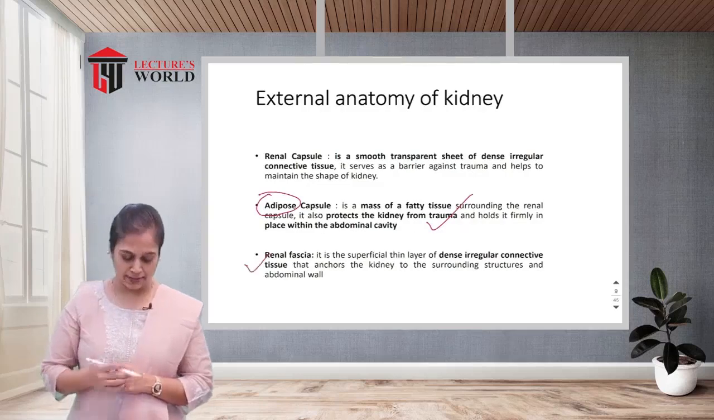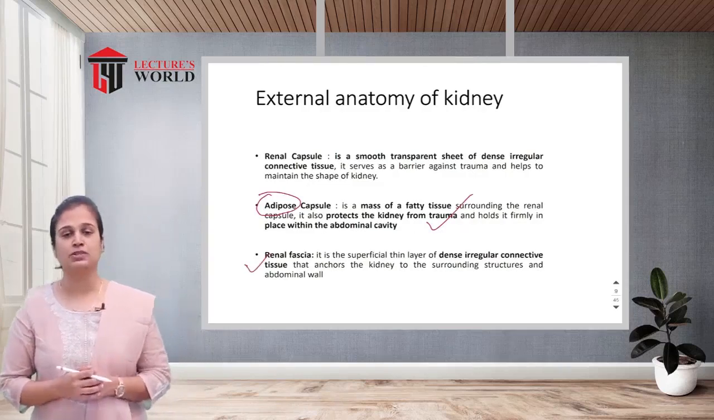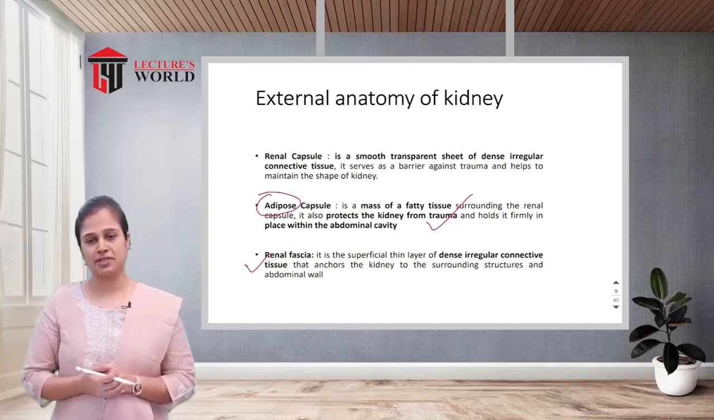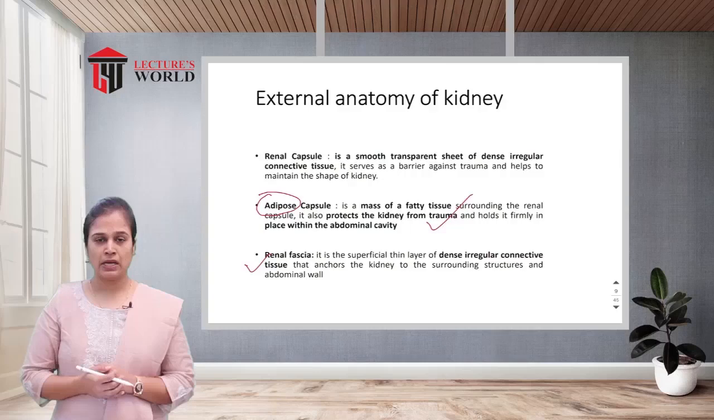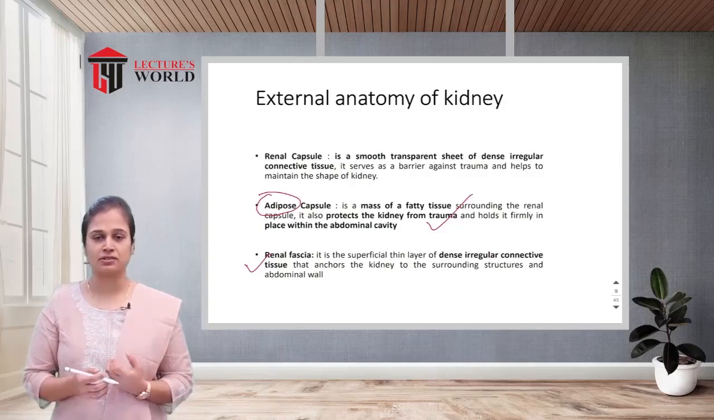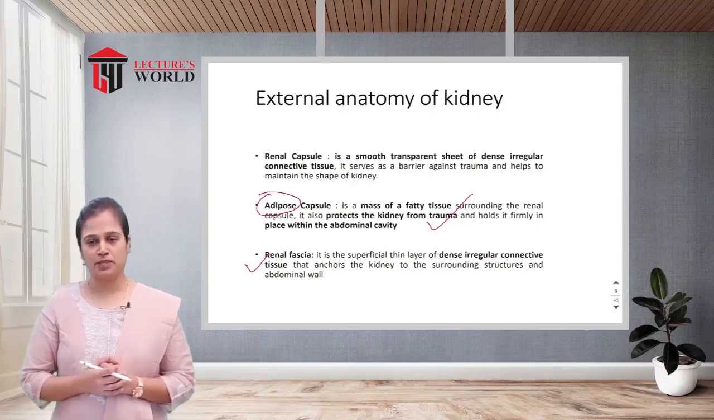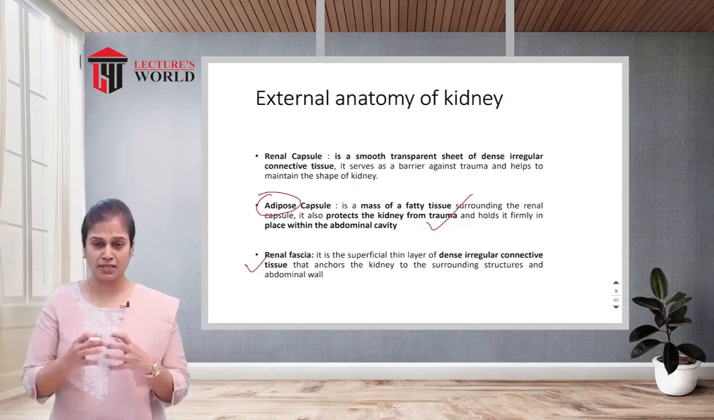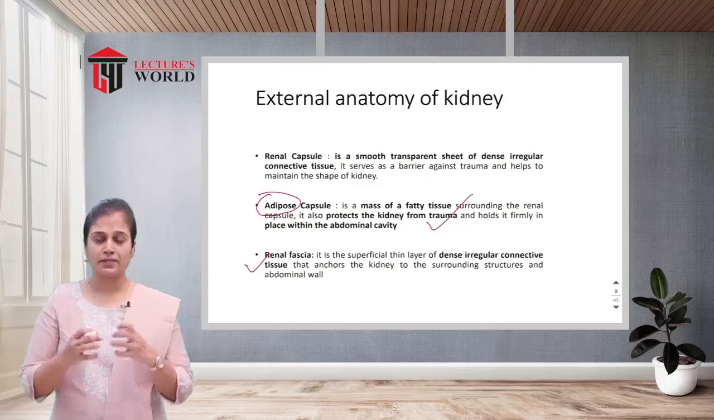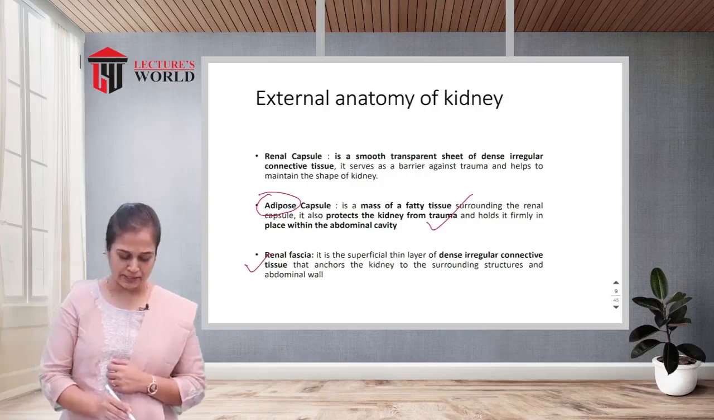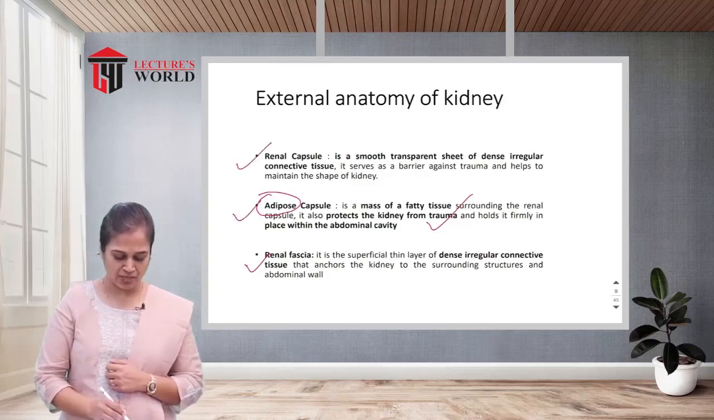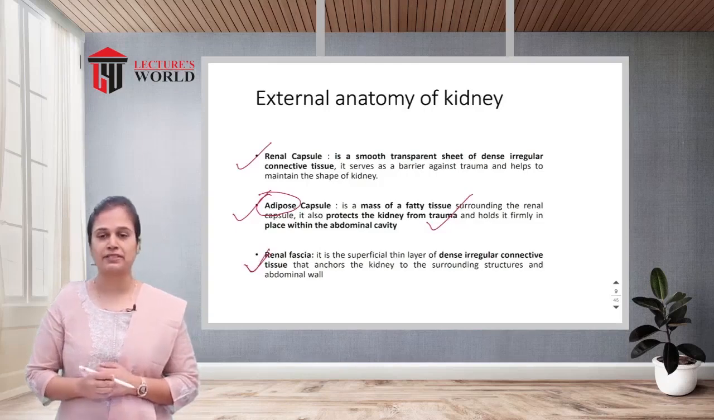The third layer is the renal fascia. It is the outermost layer, a superficial thin layer of dense irregular connective tissue, and it anchors the kidney with the surrounding structures and the abdominal wall. So it fixes the place of the kidney. So there are three layers: the renal capsule, the adipose capsule and the renal fascia.